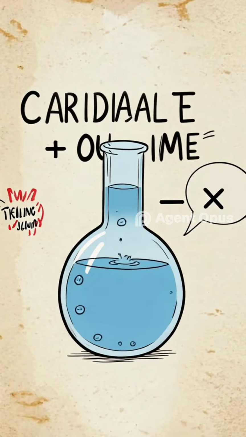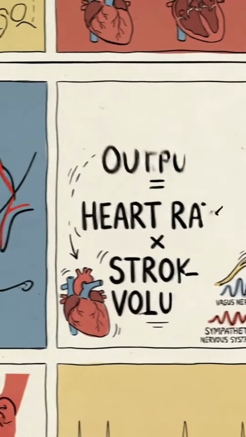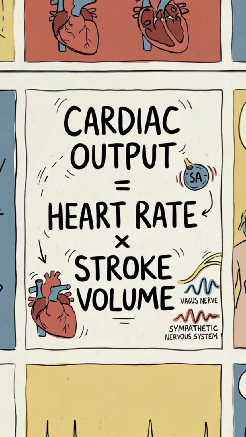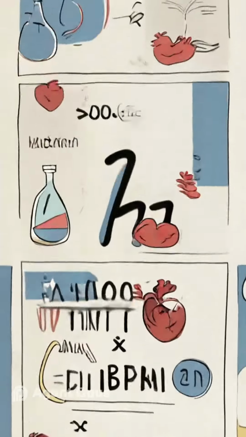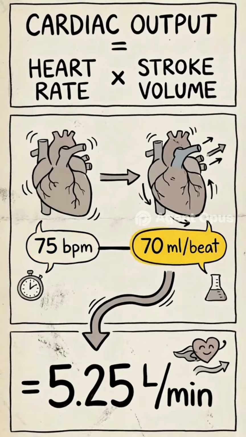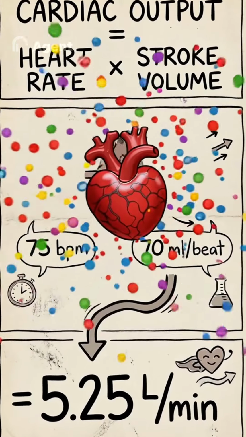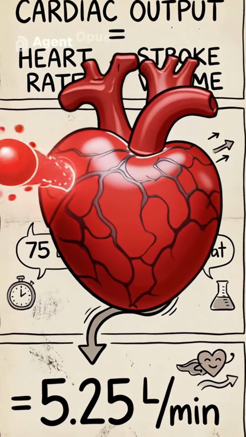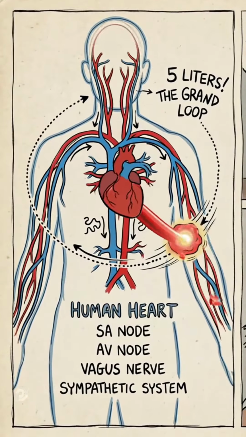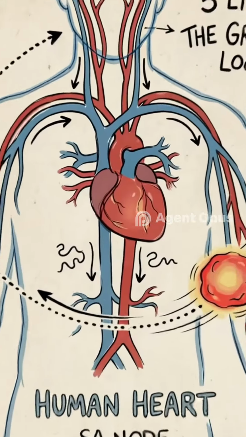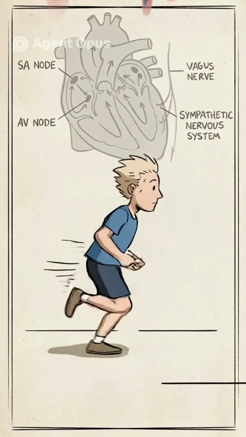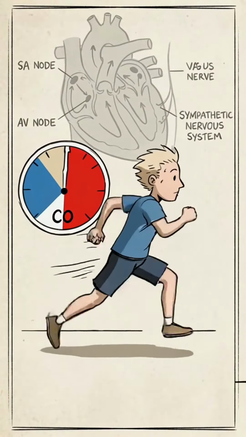At rest, the average heart rate is about 75 beats per minute, and the average stroke volume is about 70 milliliters per beat. Multiply those together, and cardiac output is roughly 5.25 liters per minute. That means your entire blood volume, about 4 to 6 liters, circulates through your heart every minute. But cardiac output changes depending on activity level. During vigorous exercise, it can rise dramatically, up to 21 liters per minute, to meet the body's increased oxygen demands.